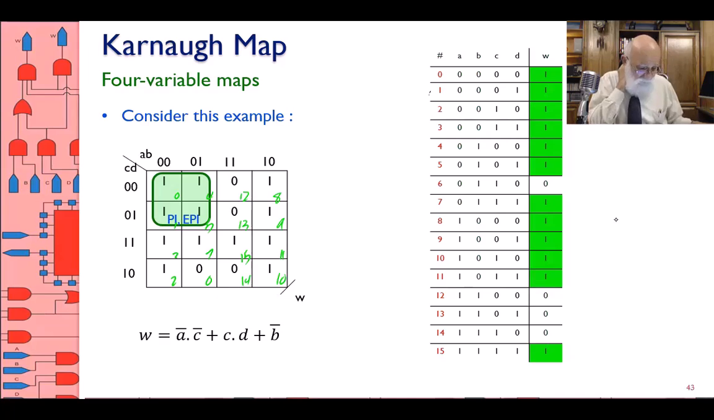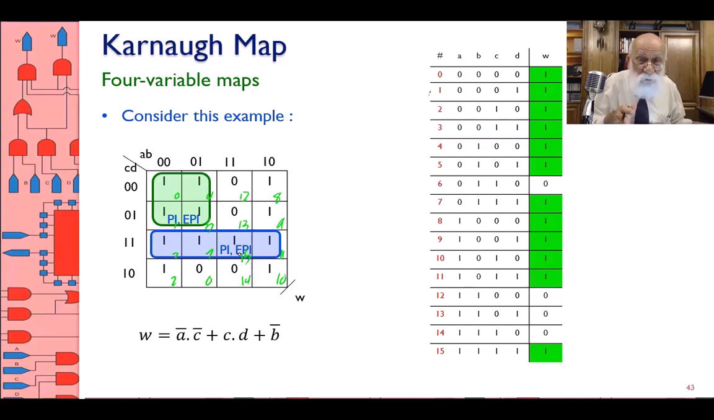Minimizing this function, I have these 4 that are prime implicants. And then I have these 4 that are also prime implicants. Why are they prime implicants? Because there is no other implicant completely covering these, so they are called prime implicants.